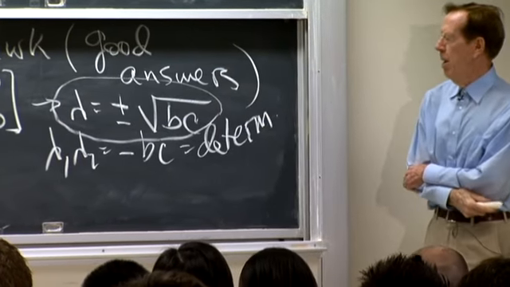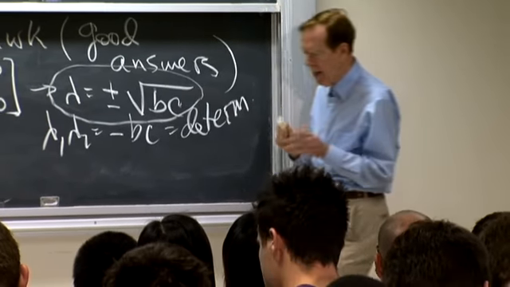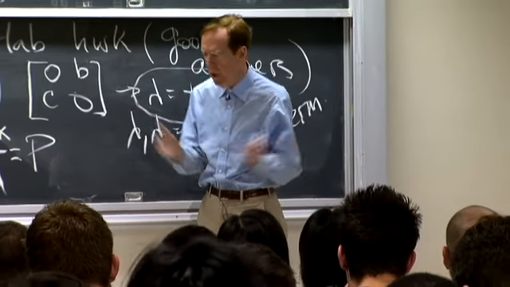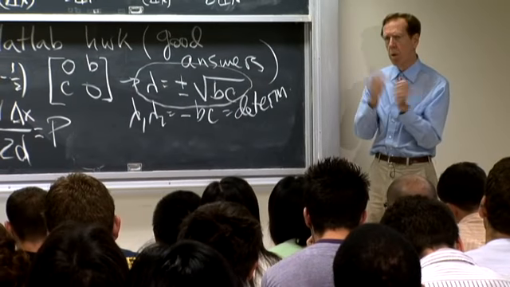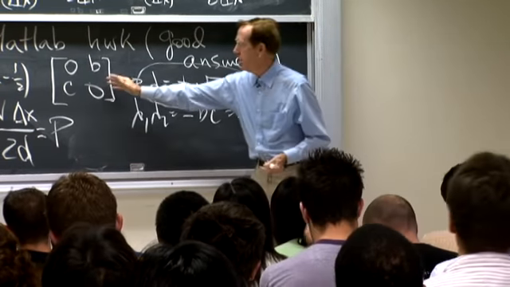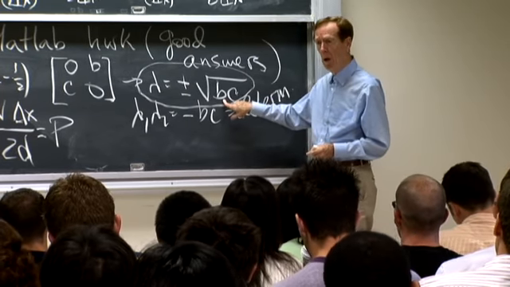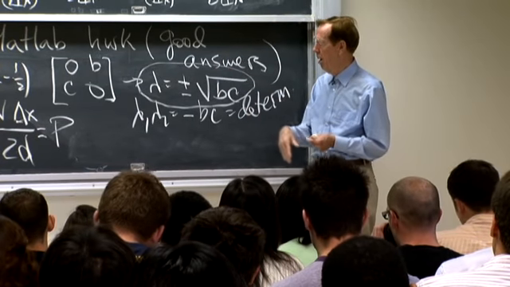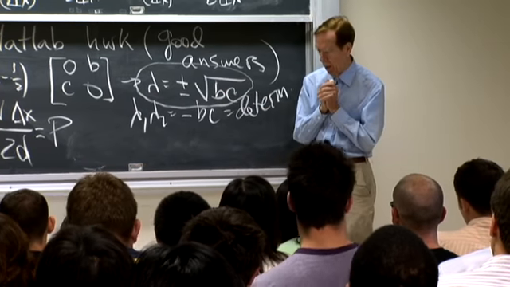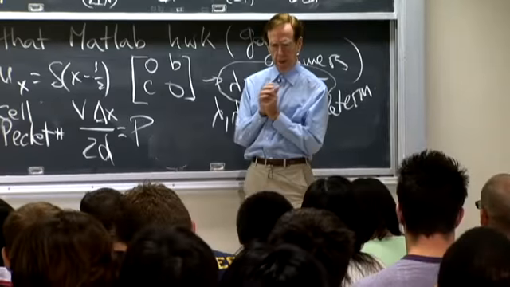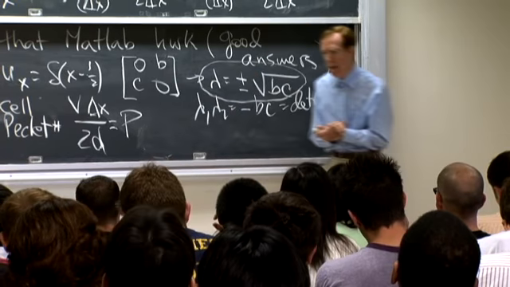Okay, now, let me ask you about the signs of b and c. If b and c have the same signs, like maybe even equal, 1, 1, what are the eigenvalues? So in that symmetric case, if b and c are equal, say equal to 1, the eigenvalues are plus and minus 1. But what if the signs are opposite? Everything changes.